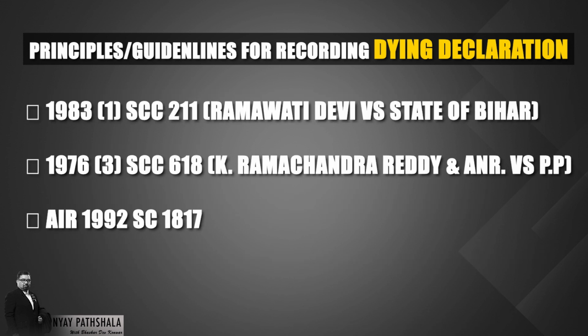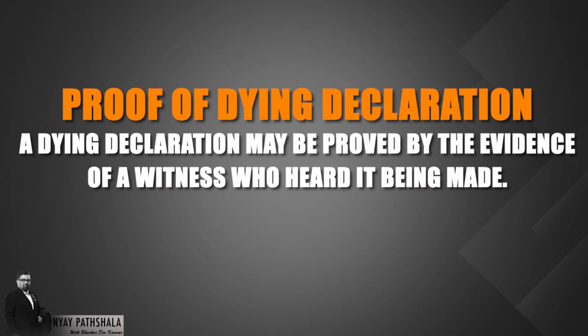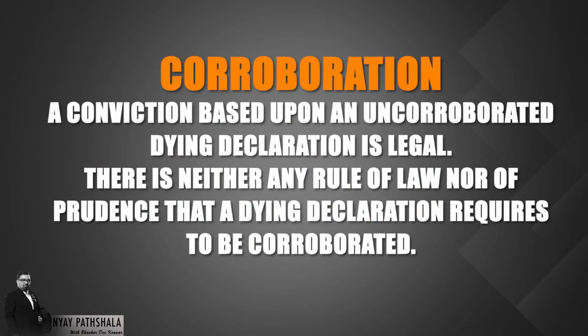So I have given a list of citations of all the cases of the Supreme Court. You will look into it, including the criminal rules of practice. So what is the proof required to admit a dying declaration in court? First, a dying declaration may be proved by the evidence of a witness who heard it being made. Second, we must remember that a conviction based upon an uncorroborated dying declaration is also legal, because there is neither any rule of law nor of prudence that a dying declaration requires to be corroborated.